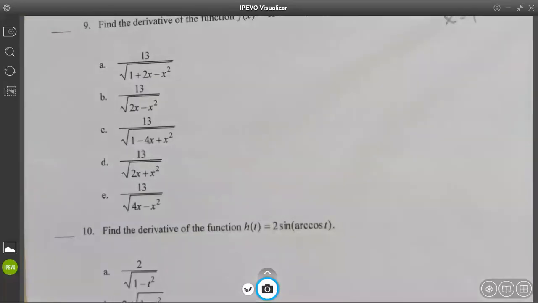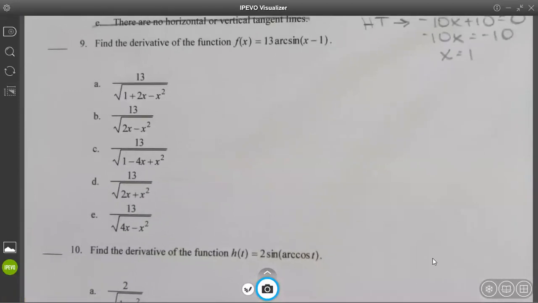We finished 8 and we're at 9, and I'm gonna go ahead and do all the rest of these just in case anybody that's not here has a question that they can't vouch for themselves.